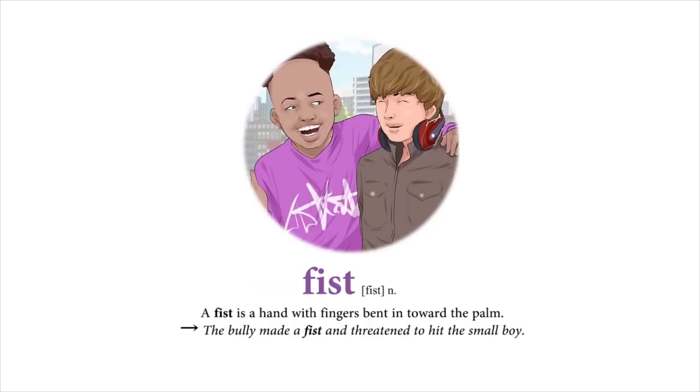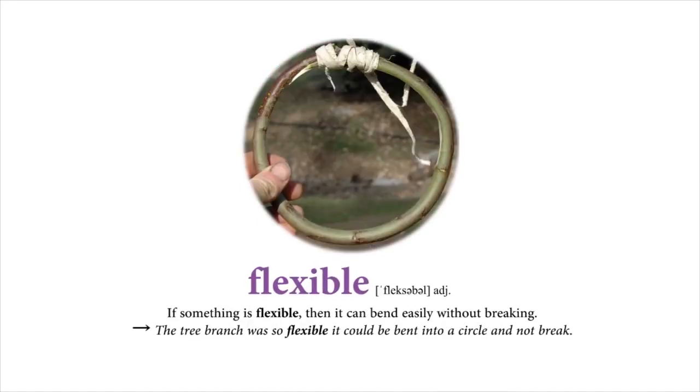Fist. A fist is a hand with fingers bent in toward the palm. The bully made a fist and threatened to hit the small boy. Flexible. If something is flexible, then it can bend easily without breaking. The tree branch was so flexible it could be bent into a circle and not break.